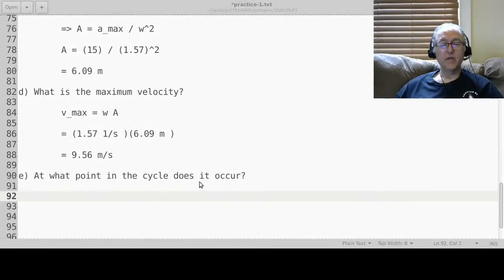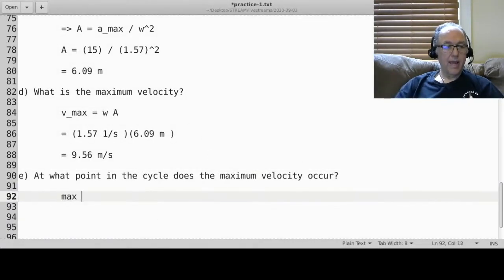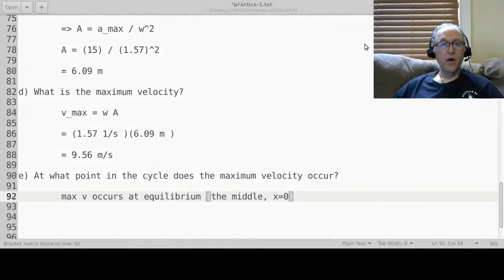And then the final question is, at what point in the cycle does the maximum velocity occur? Just to be really clear that I'm talking about the maximum velocity. Where does that occur? In the middle. I'll draw a picture of this in just a second, but it occurs in the middle. So let's answer that. Max v occurs at equilibrium. And equilibrium just means the middle of the motion, or also in my notes, x equals 0. There you go. So that's it for the problems.